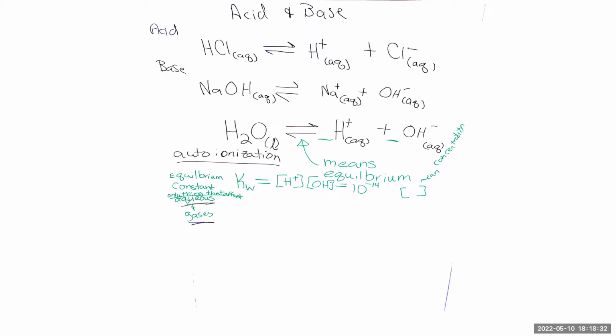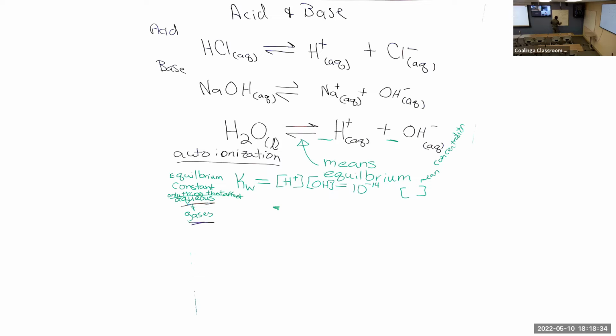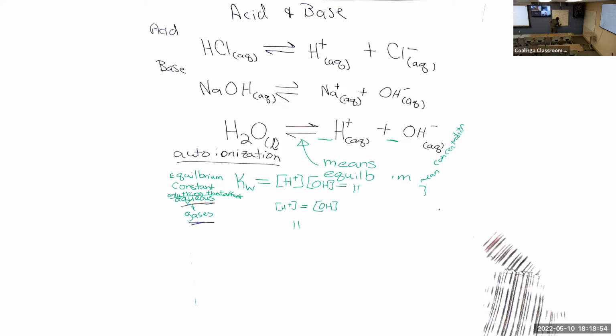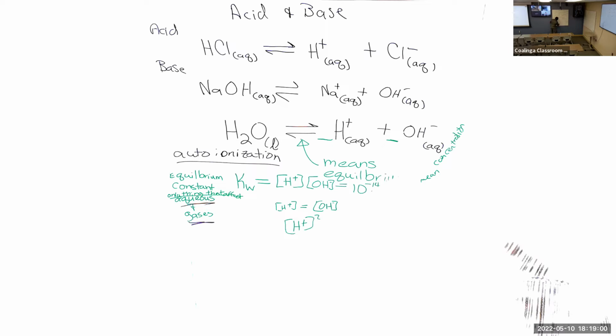So if that's the case, then we can say that the concentration of H plus and the concentration of OH minus are equal to each other. Then I can substitute that in there and say that H plus squared is equal to 10 to the minus 14. Or I could say the concentration of H plus is equal to 10 to the minus 7. And that would be both.